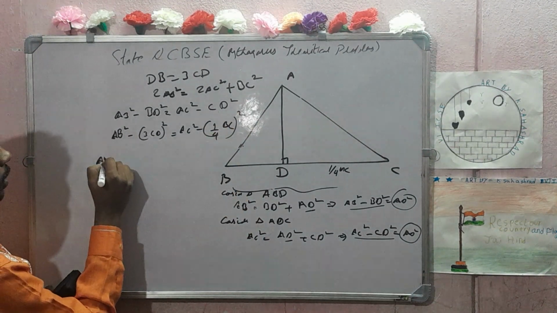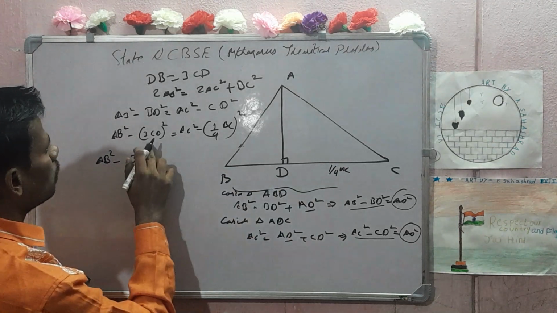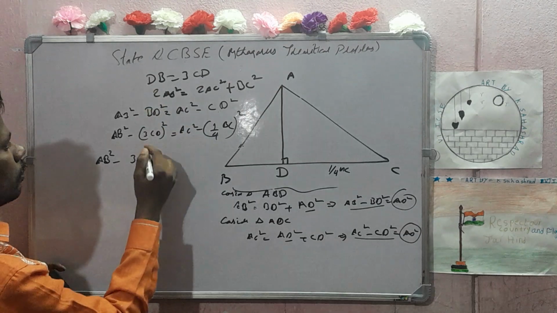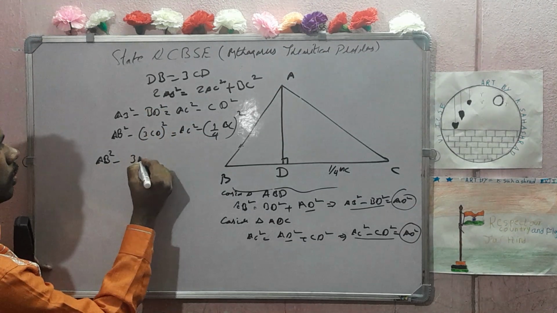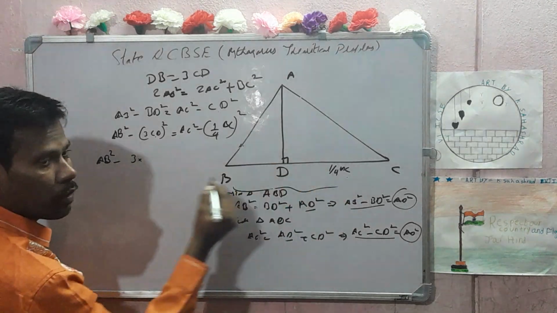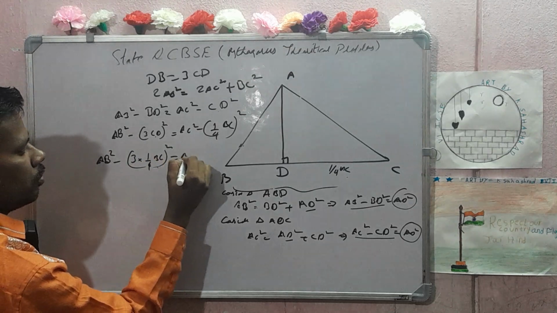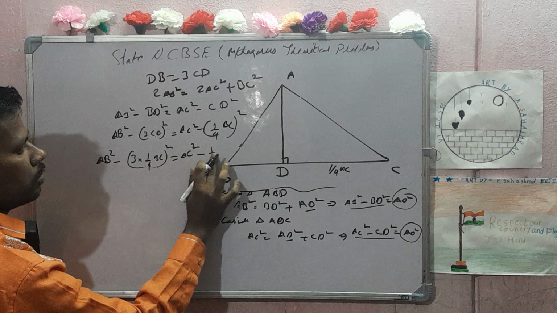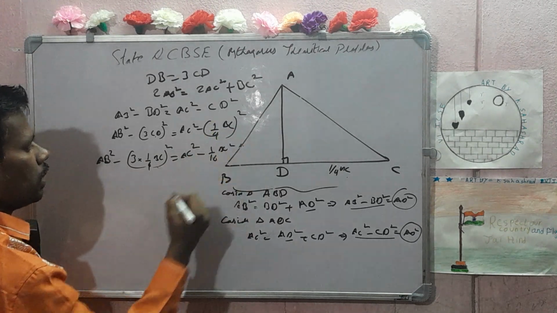Next, AB square minus 3 times CD. CD is here, BD is equal to 3 times CD, no? 3 times CD, just now what we have found, CD length is 1/4 of BC, is equal to AC square minus this one calculation, 1 square by 4 square, 16, BC square, right?